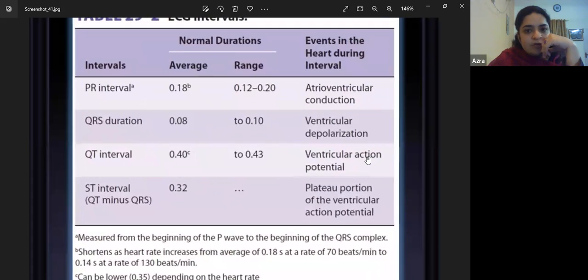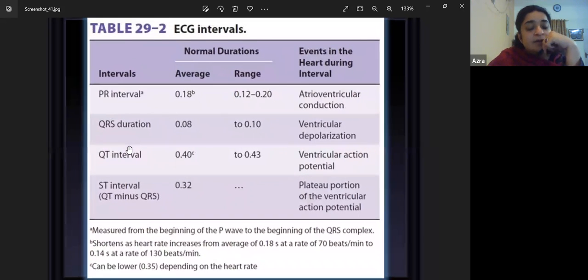Now you will have to learn this. PR interval: its normal duration average is 0.18, and the range is 0.12 to 0.20. QRS duration is 0.08 to 0.10.